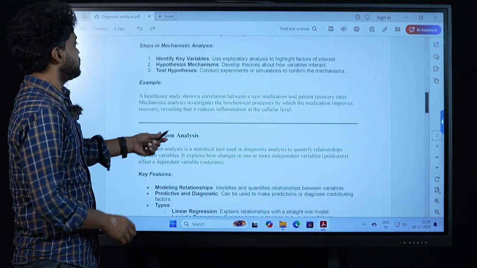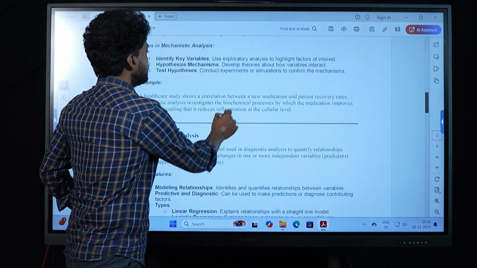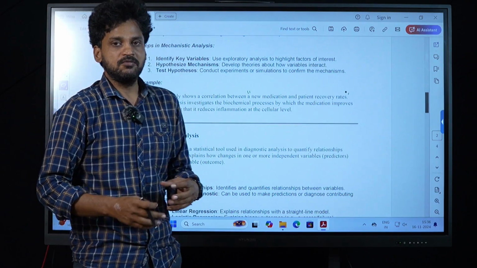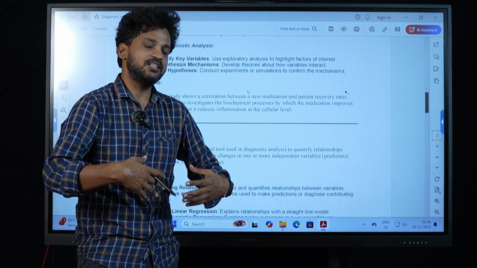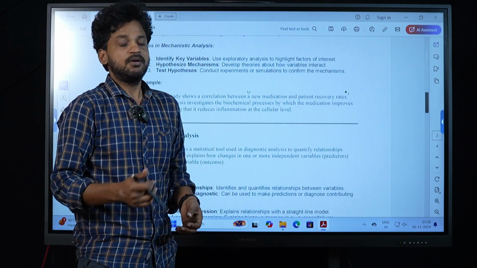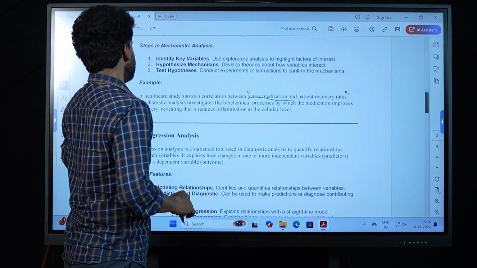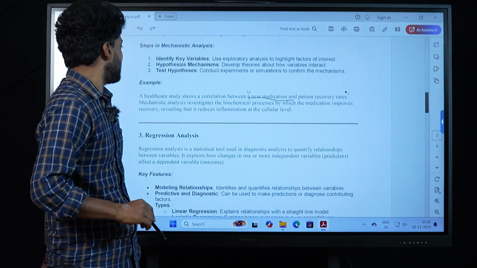A healthcare study shows a correlation between a new medication and patient recovery dates. Now there is a new medication. For instance, COVID. COVID is a persisting problem for the past 3-4 years and there have been some standardized medicines. But even then COVID is still persisting. But there comes a new medicine. Yes, a new medication comes for COVID. And a mechanistic analysis investigates the biochemical process by which the medication improves the recovery.